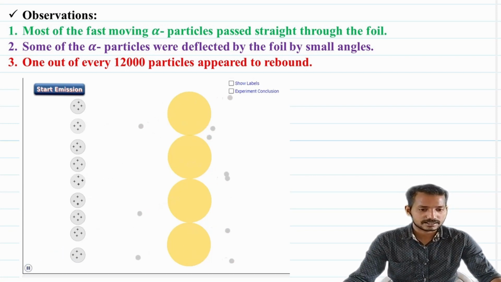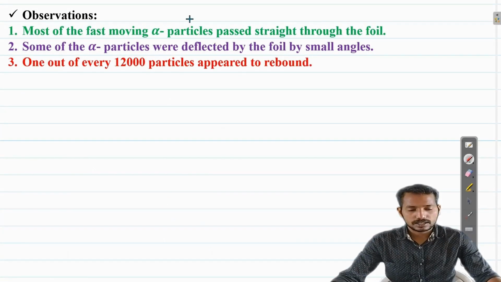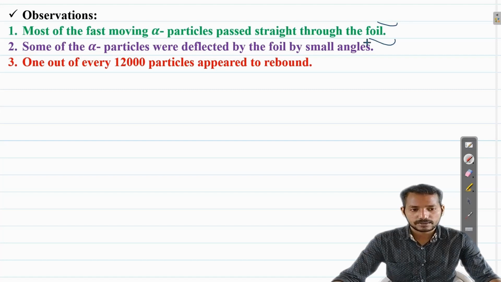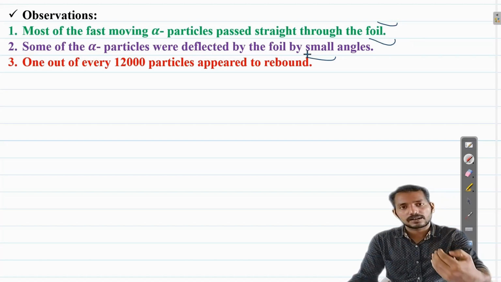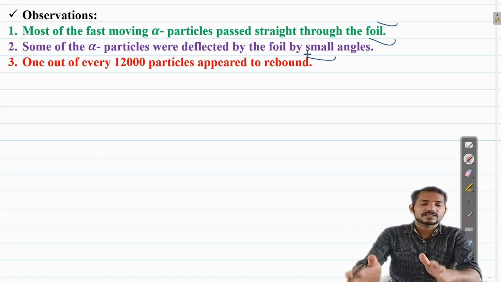You can see like this. Some particles are going backward also. Some particles were going without any deflection. Some particles going with a small deflection. Some particles are rebounding. Okay. So these are the three observations he got. Then he arrived at some conclusions on the basis of these observations.